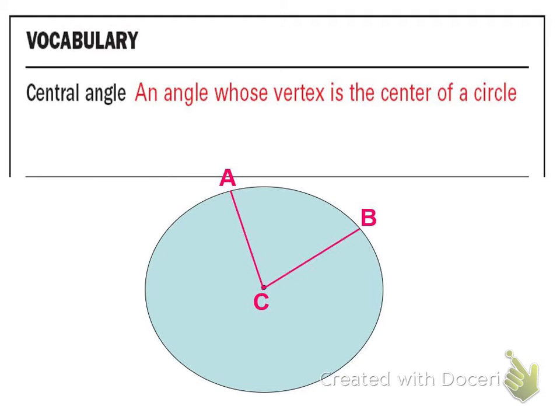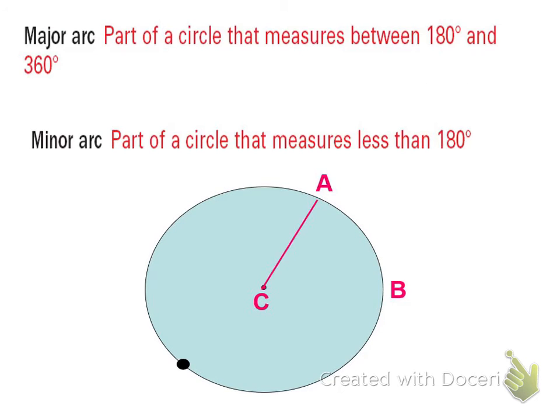That's why you have 2 highlighters, hopefully, because we're going to talk about them. There's what we call a major and a minor arc. A major arc, I just want you to write that it is between 180 degrees and 360 degrees. A minor arc is less than 180. So a major is between 180 and 360, and a minor is less than 180.